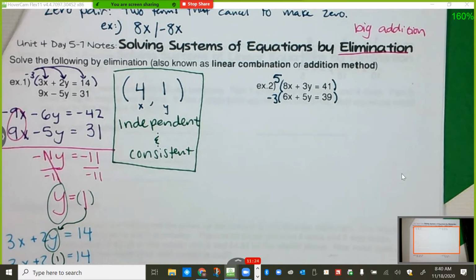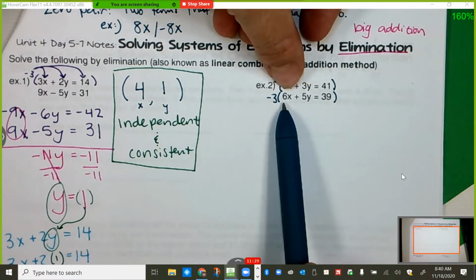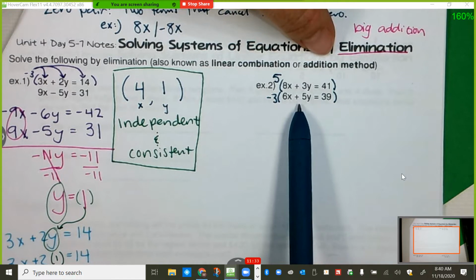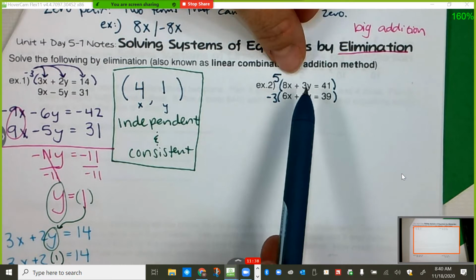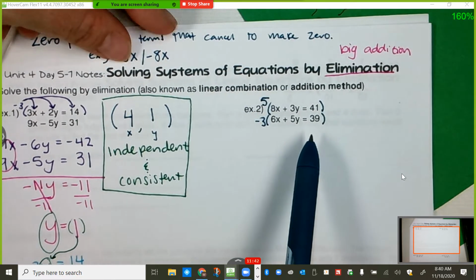So we decided it didn't matter which one. You can cancel x's, you can cancel y's. But we noticed first that the y's can both turn into 15 if we multiply. But both of them are positive, and I need them to be a zero pair, which remember means the same, but one being negative, one being positive, right?